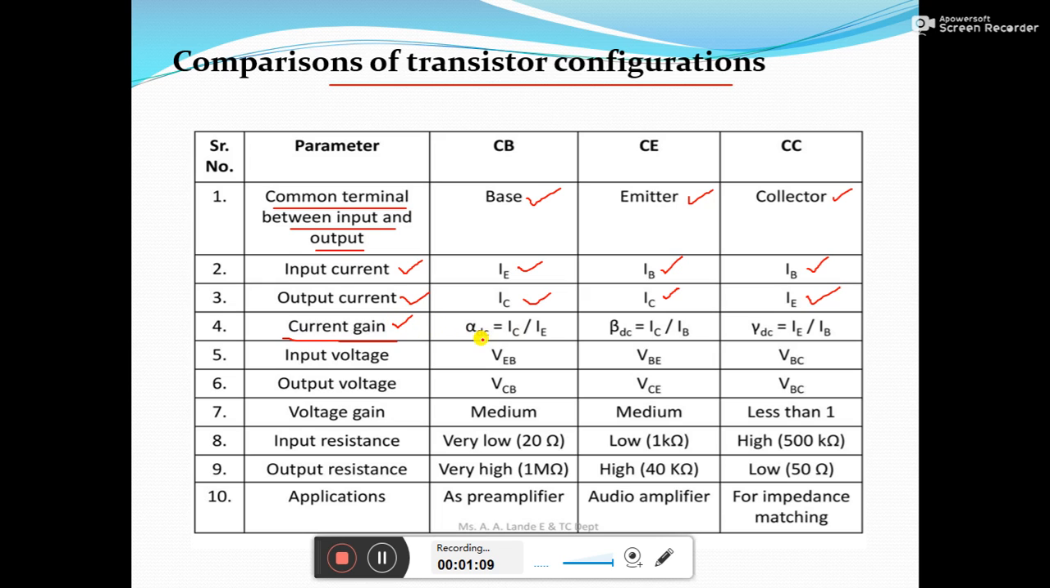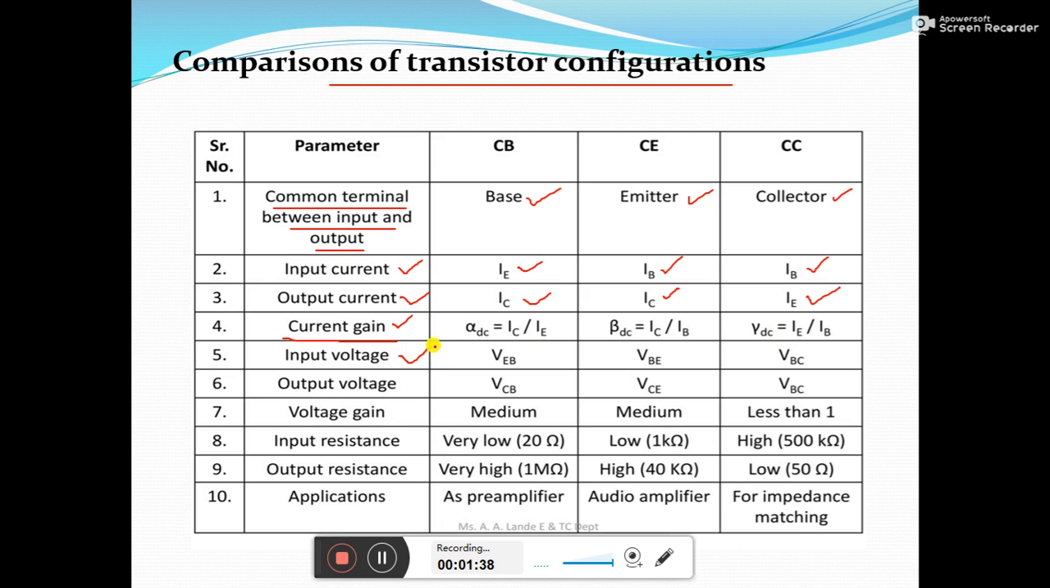The current amplification factor in case of CB is known as alpha, and it is given by the ratio of collector current to the emitter current. In case of CE, the current amplification factor is referred to as beta, and it is given by IC divided by IB. And in case of CC configuration, it is referred to as gamma, and it is given by the ratio of IE divided by IB.